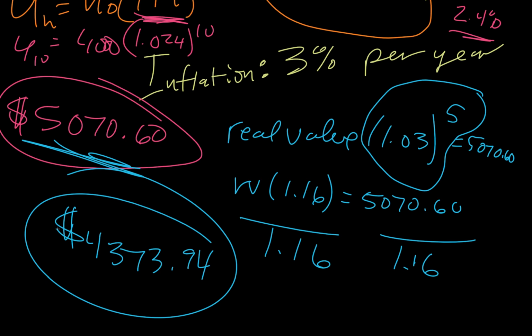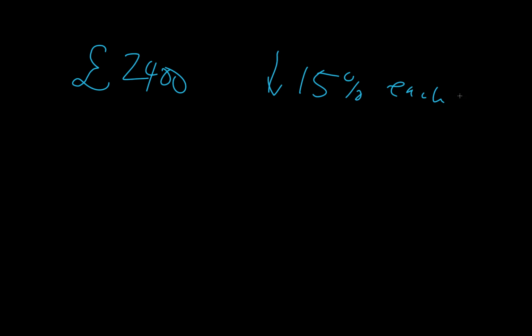Now we're on example 17. It says an industrial dishwasher was produced for 2,400 pounds, and depreciated, so went down 15% each year. Find its value after 6 years. Okay, so we're finding it for 6 years.